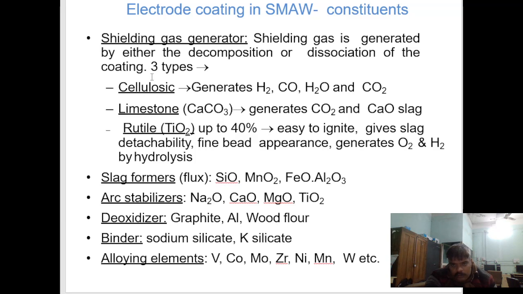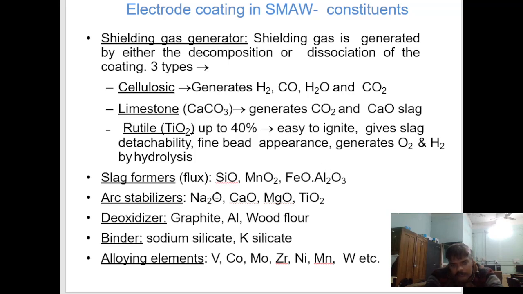Cellulosic coating generates hydrogen, carbon monoxide, water, and carbon dioxide. Limestone generates carbon dioxide and calcium oxide slag. Rutile: titanium dioxide up to 40%. Easy to ignite, gives slag detachability, fine bead appearance, generates oxygen and hydrogen by hydrolysis. Slag former: silicon oxide, magnesium dioxide, iron oxide, and alumina.